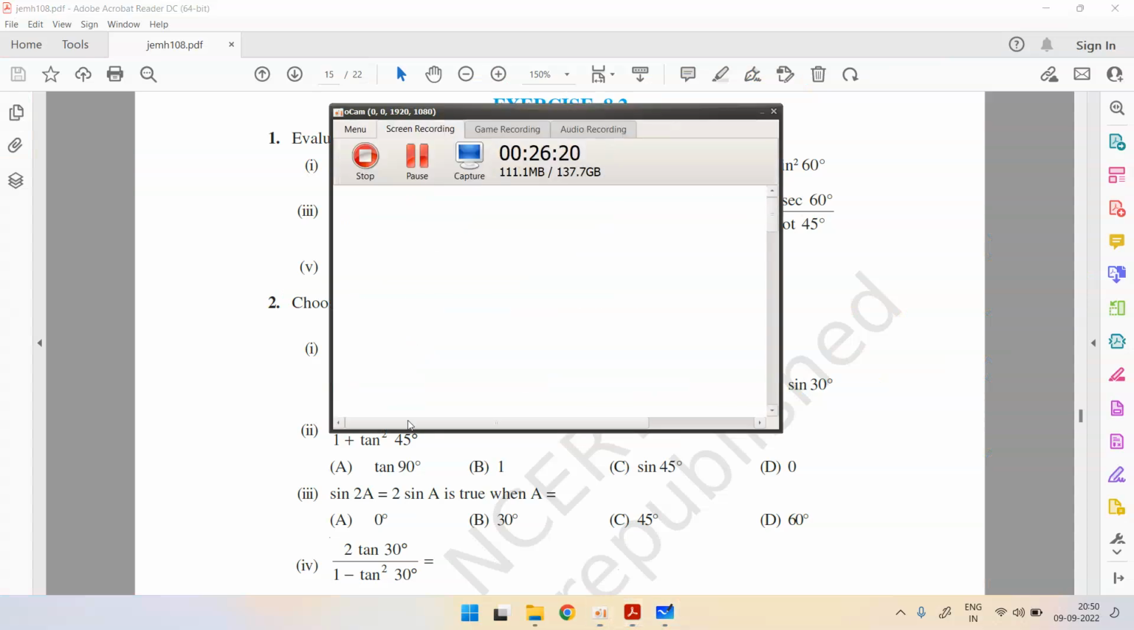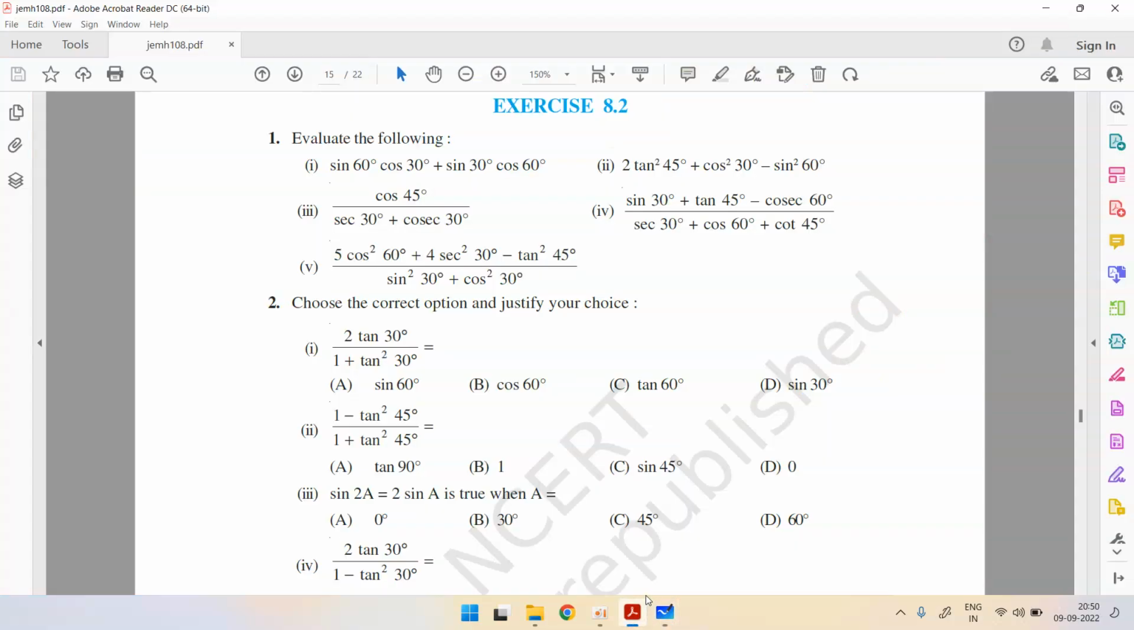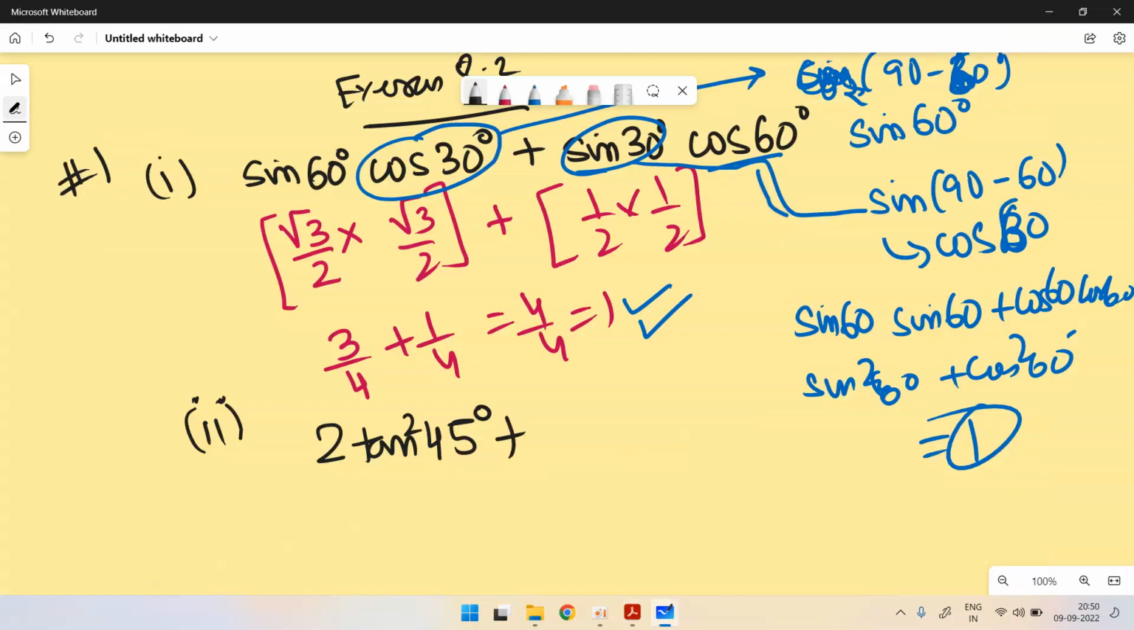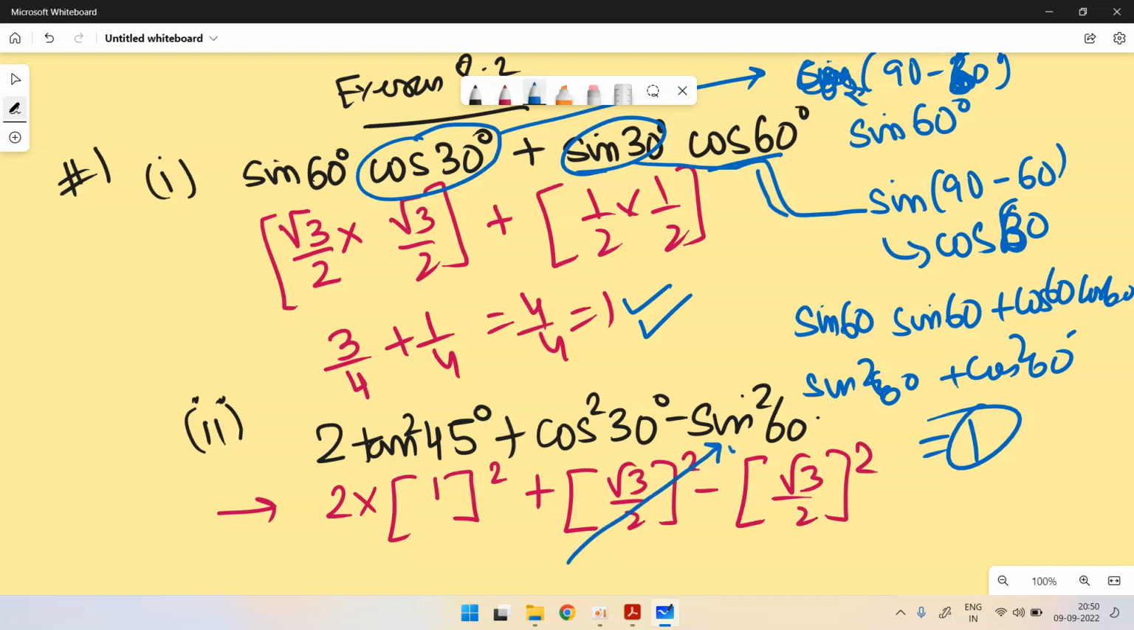The second part is 2 tan square 45 degree plus cos square 30 degree minus sine square 60 degree. To evaluate, this is 2 into tan 45, which is 1, whole square, plus cos 30, which is root 3 by 2, whole square, minus sine 60, which is also root 3 by 2, whole square. These two get cancelled, which means the answer is nothing but 2.